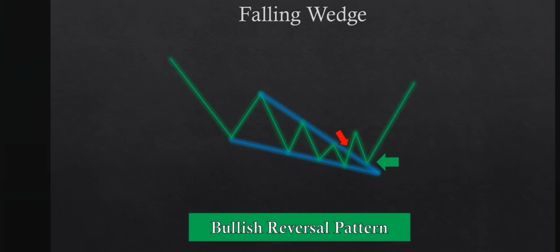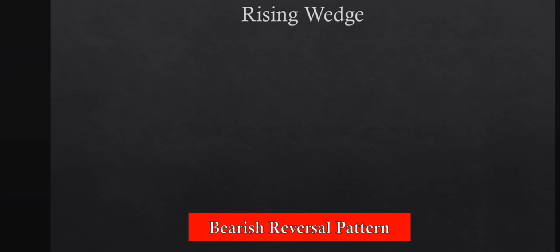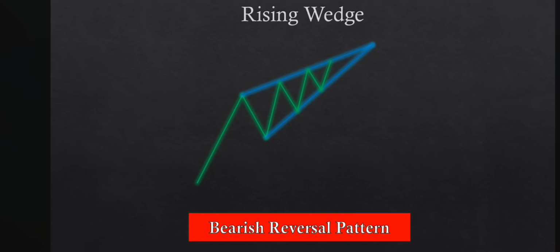We also have the rising wedge, which is a bearish reversal pattern, meaning that price will be going up, and then a rising wedge will appear to signal a reversal to the downside. The wedge is a series of contracting price movements. If we connect the highs and lows, we'll observe that the two lines tend to converge to each other.